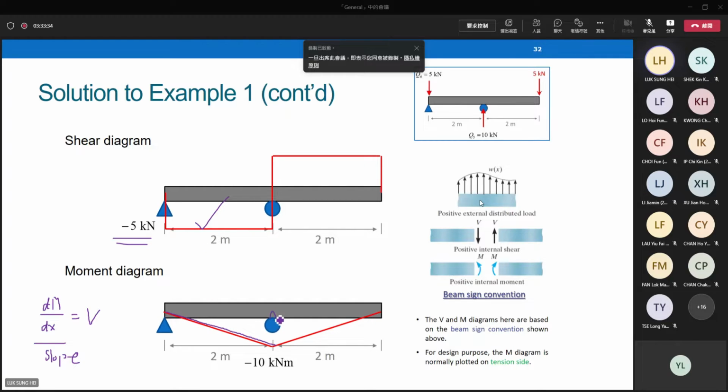Then what about the values? The values are equal to the area under the shear diagram. You can calculate the area easily. It is a rectangle. It gives me this value. The graphical method, you have learned in mechanics material as well.